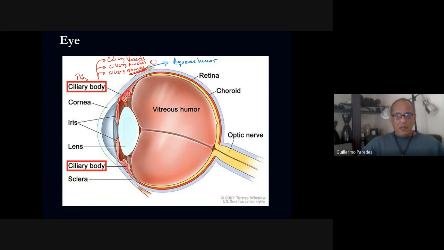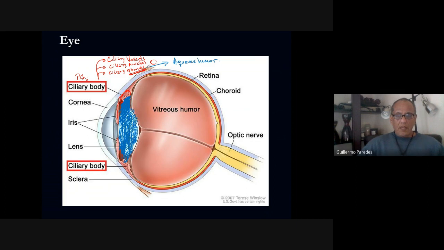So these are 360 degrees, all right? So all around the lens, don't lose the perspective. So they are going to produce fluid. This fluid, the aqueous humor, is going to flow into the posterior chamber. All the posterior chamber is going to be filled with this fluid.